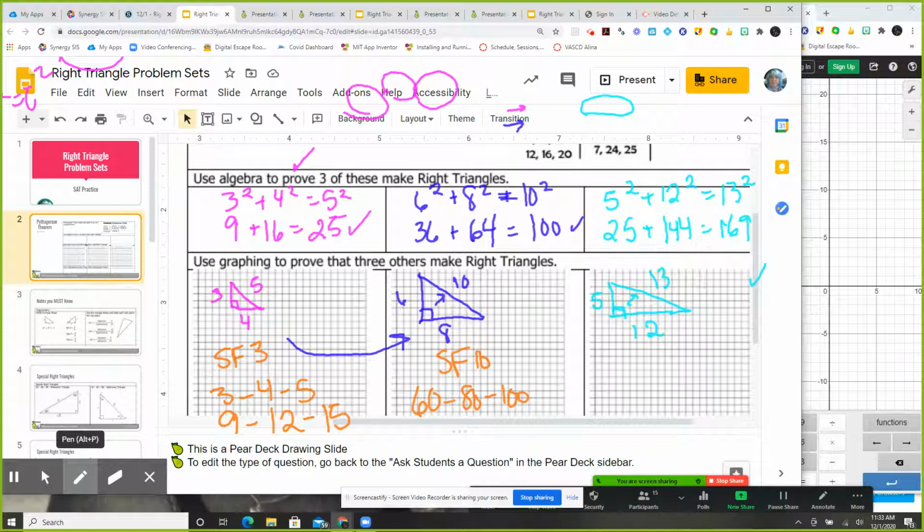What about the 5, 12, 13? What scale factor do we want to use there? We just need to choose one. Any number between 1 and 10. 6. Okay, so if I use a scale factor of 6 on this, what math do I have to do?